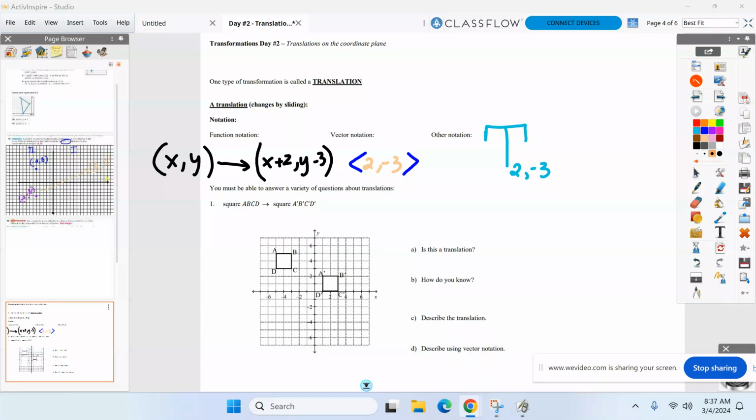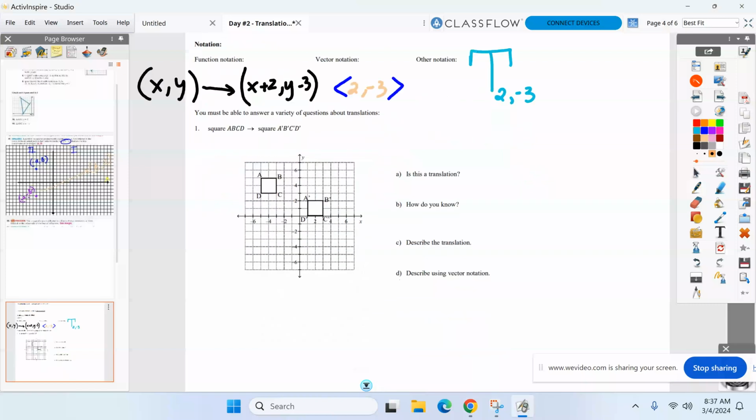I got square ABCD. I moved it to A prime, B prime, C prime, D prime. You guys that were here on Friday, what do I call square ABCD again? That's my starting one, which I call the pre-image, and my prime one I call the image. That's what I end up with. And I want to know, is this an actual translation? And you just can't say yes because I slide it. The slide has to be the same distance and direction for A, B, C, and D. So that's what you're going to check right now.